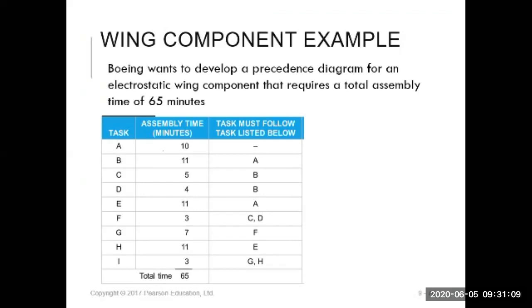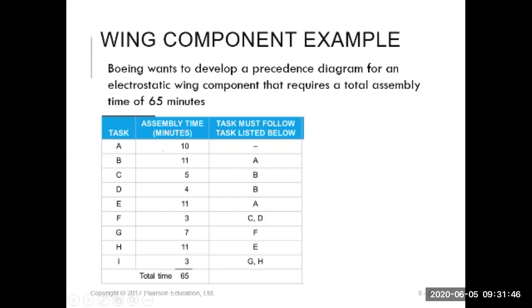They want to assemble an electrostatic wing component. They have 9 activities to complete this, and the total assembly time for each unit is 65 minutes. The tasks must follow the order listed below. This is the precedence; we call it the predecessor.